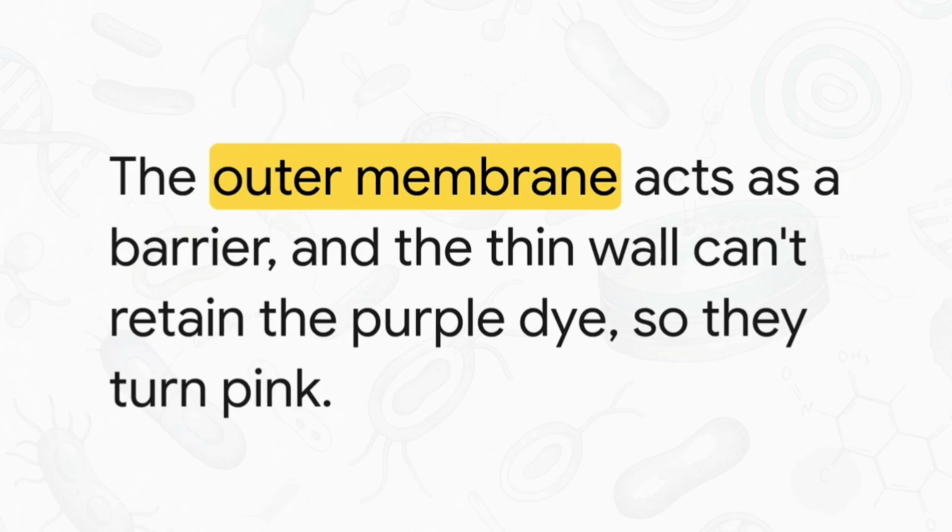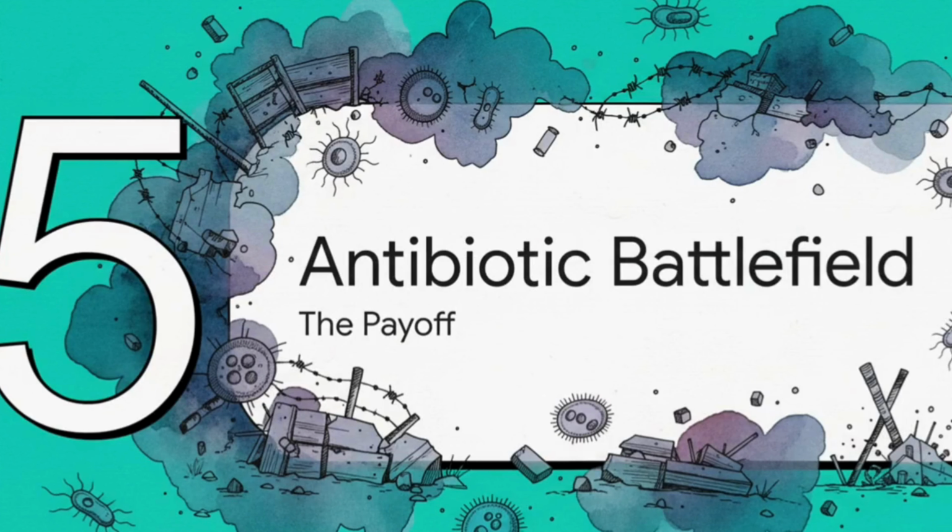This is not just a lab concept, it is very important in real life. This structure difference explains why some infections are harder to treat. Now we are back to the antibiotic battlefield. The outer membrane is a strong shield. Many antibiotics cannot pass through it. Their defense system is very powerful.